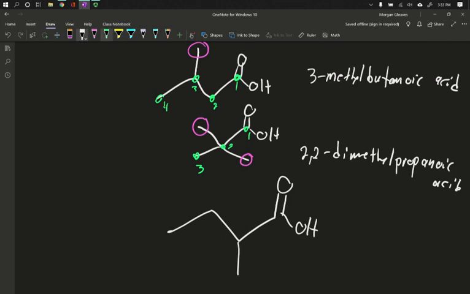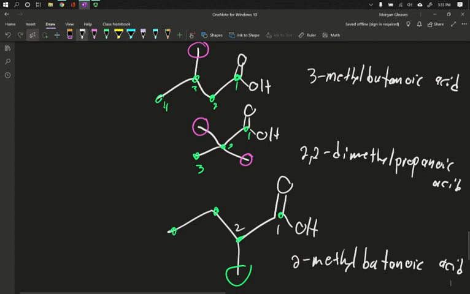If you unpaused here, this is 4 long and it has a methyl, but it was just one of our other versions of butanoic acid. This time it's a 1,2. So this is a 2-methyl butanoic acid.